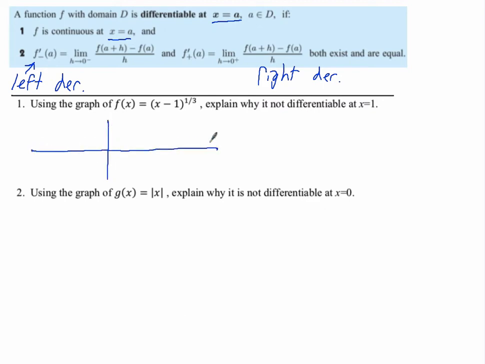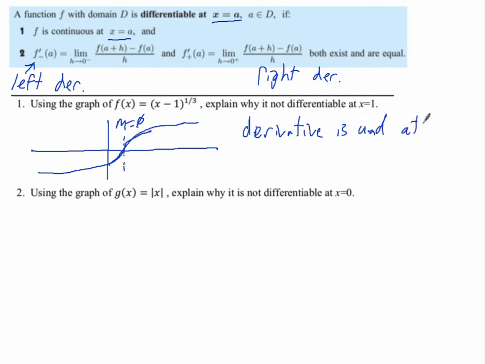Well, the graph of this is the cube root of x minus 1. So it's going to look like this and go through x equals 1. And if you notice, actually I didn't draw that so great, but right in the middle at x equals 1, the slope of the tangent is undefined. Okay, so that means the derivative is undefined at x equals 1, therefore not differentiable.